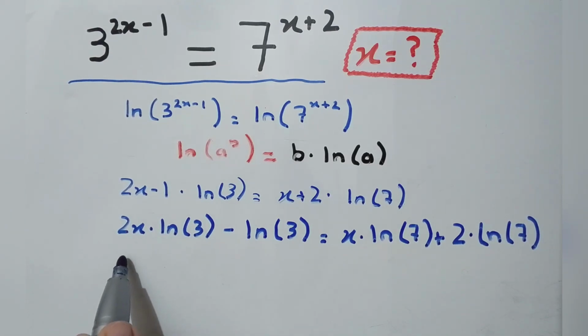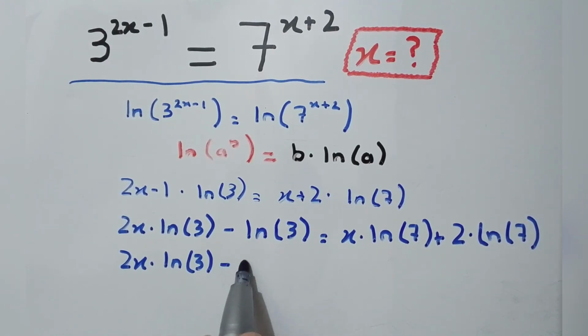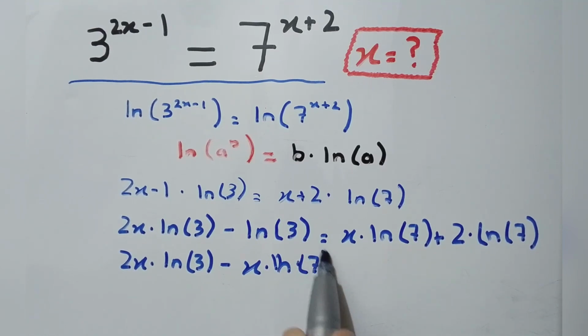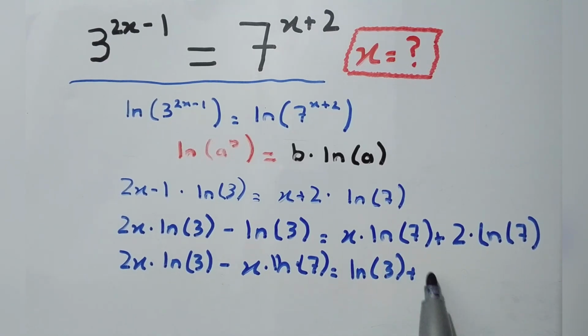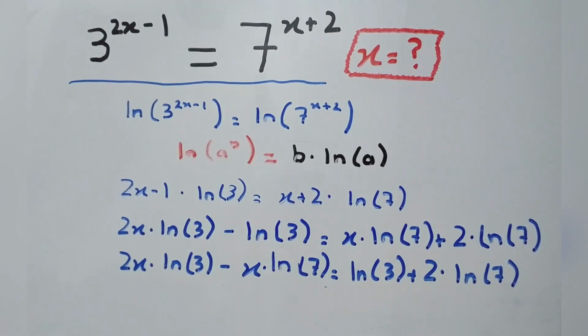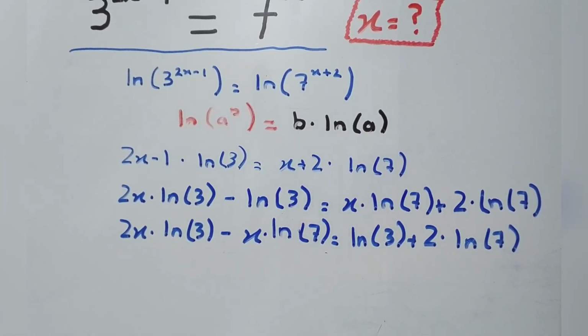So this becomes 2x multiplied by ln 3 minus x multiplied by ln of 7, which is equal to ln 3 plus 2 multiplied by ln of 7. Now the next step is that we will factor out x on the left hand side, because both terms on the left hand side contain x, so we take x common and then rewrite our equation. Let me shift it a little bit downwards so that everything is much clearer.